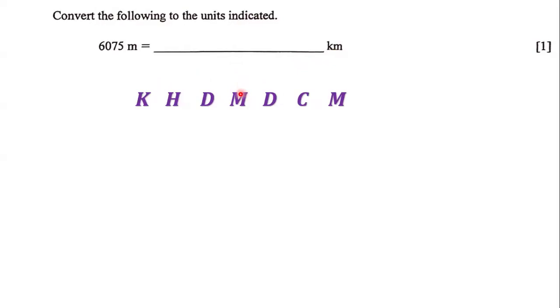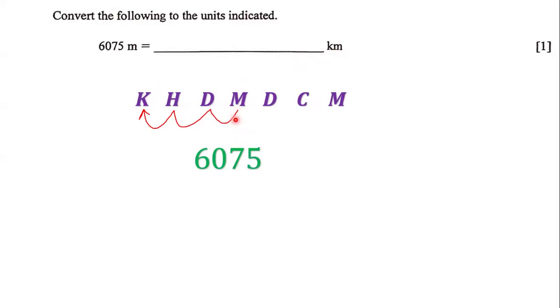Three times. Three. Very good. So it's going to be 1, 2, and 3. So I moved 3 times, right? So since I moved 3 times, that means that the number that I'm dealing with is going to be 1,000.